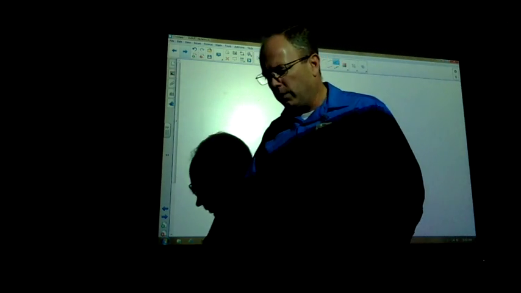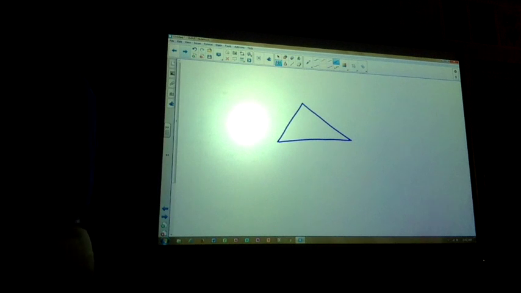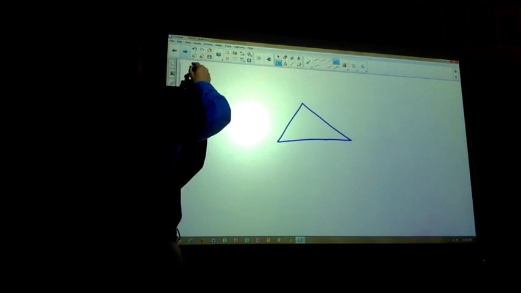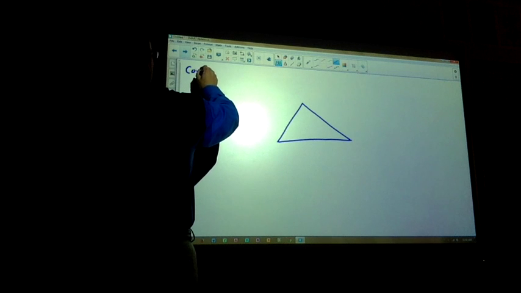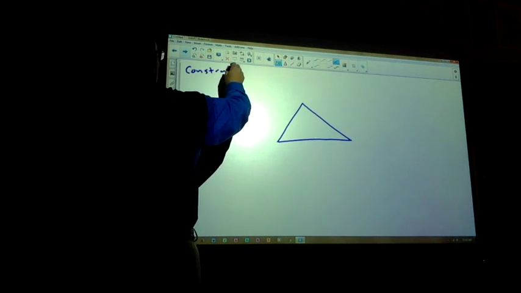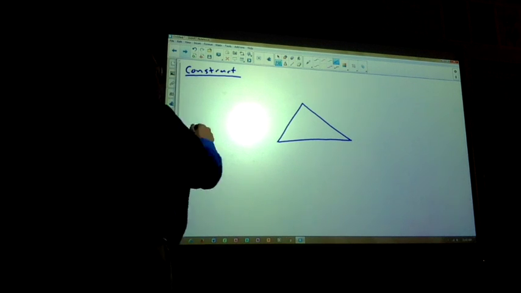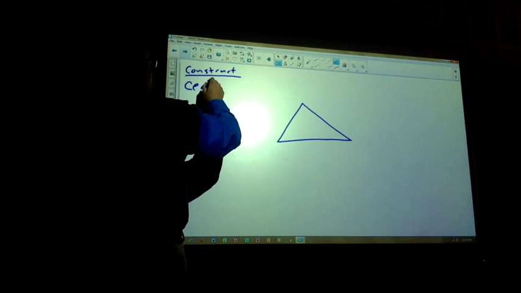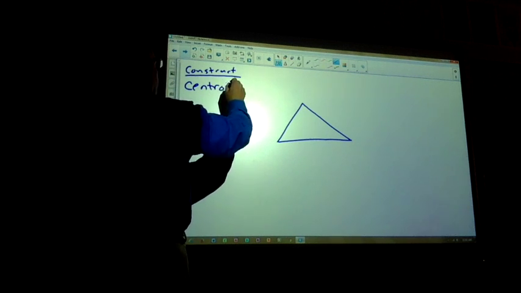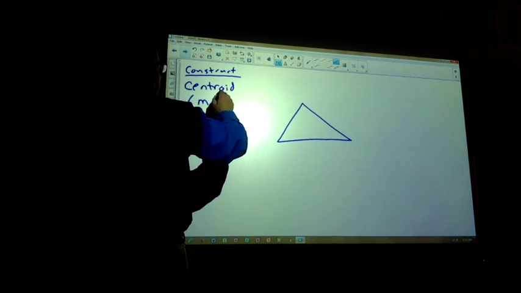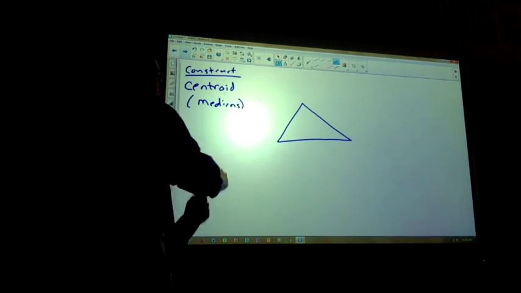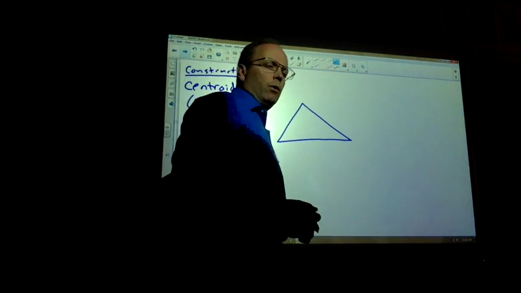All right. So our first one is let's construct. What was our first construction? Perpendicular bisectors? I don't think that was our first one. No, true, the centroid. All right, so the centroid. This is the medians, the middle of the sides, right? Yeah. All right, ready?